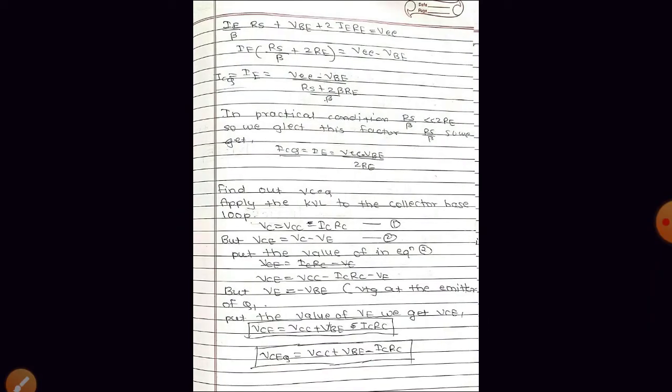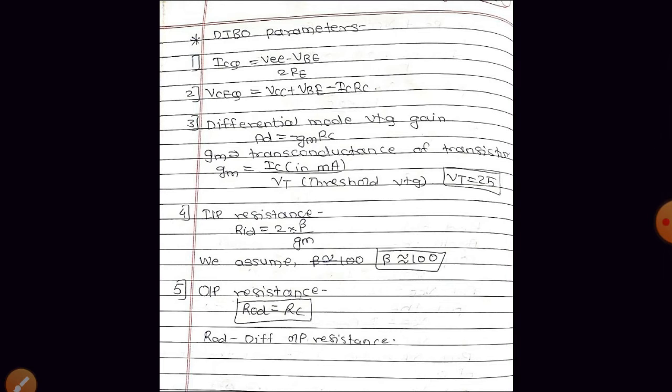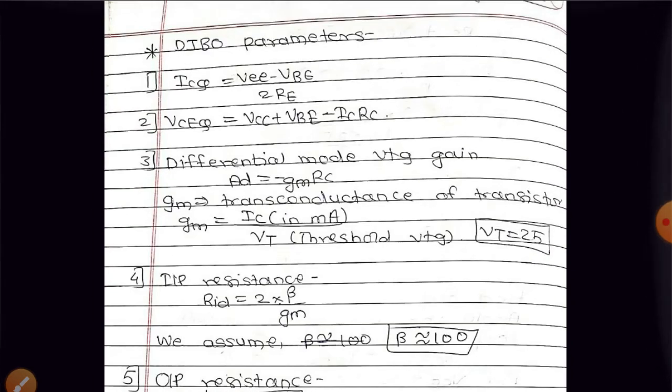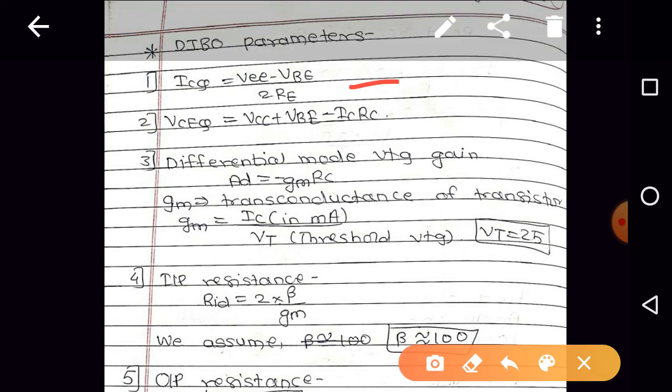It is the DC analysis of the dual input balanced output differential amplifier. Now these are the dual input balanced output differential amplifier parameters. First, ICQ is equal to VE minus VBE upon twice RE. Second, VCEQ is equal to VCC plus VBE minus IC times RC.